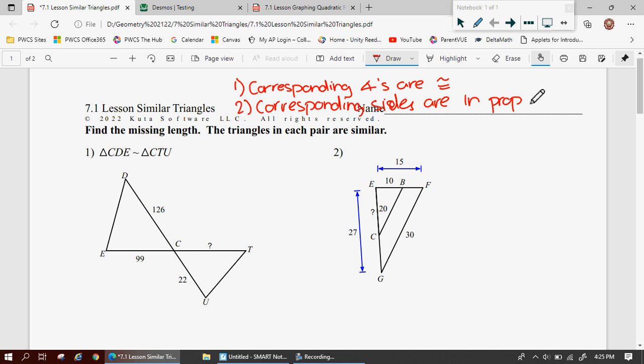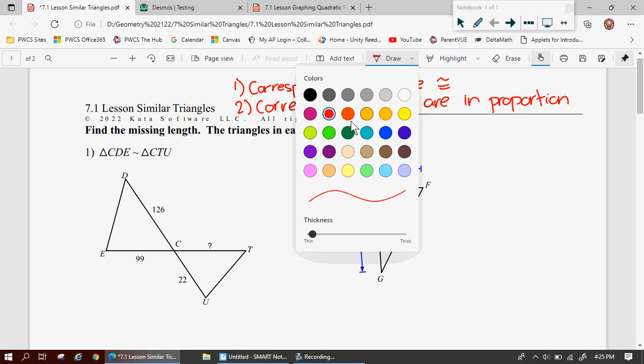Proportion means that if we take every side, so let's look at this first pair of triangles. If we take every side in this triangle and match it with the side that it corresponds to in this triangle, and we write the fractions, this side over this side, all three of those fractions are going to be equal. So proportion means equal fractions.